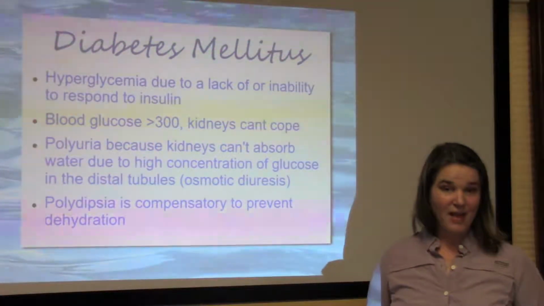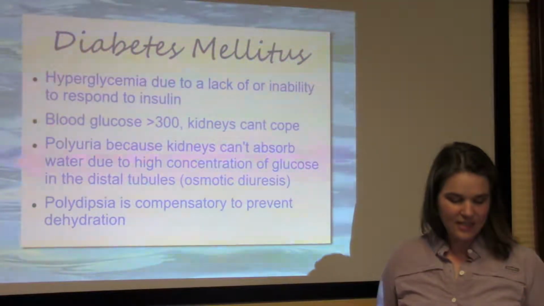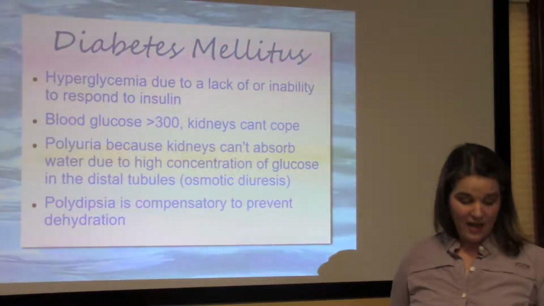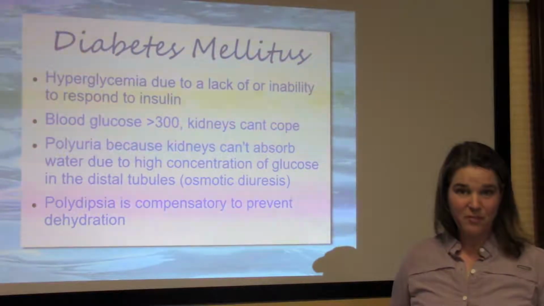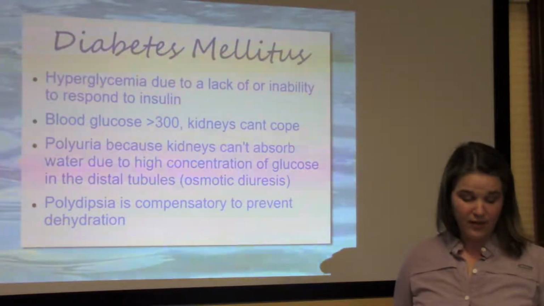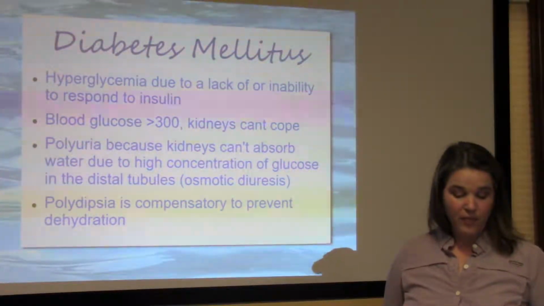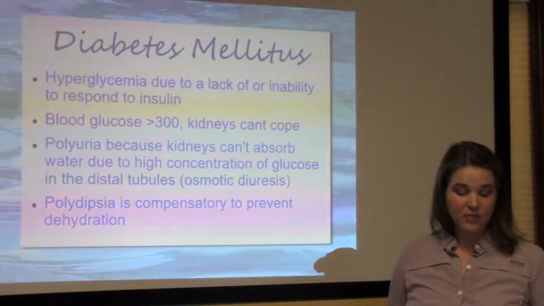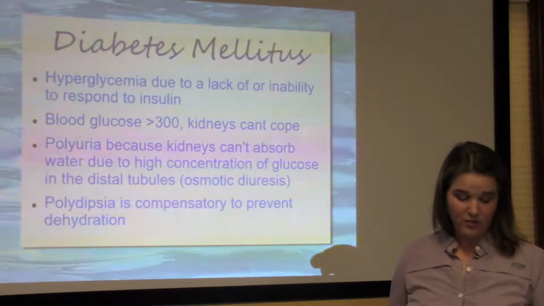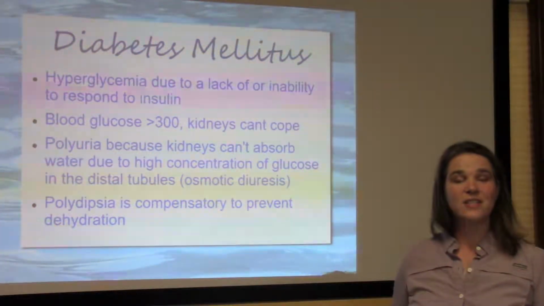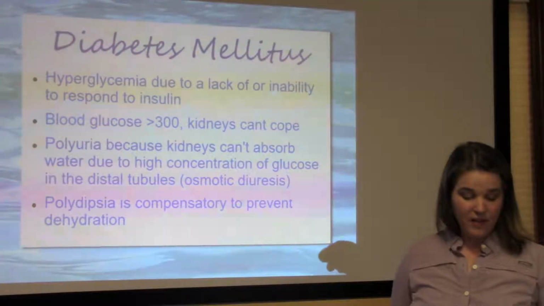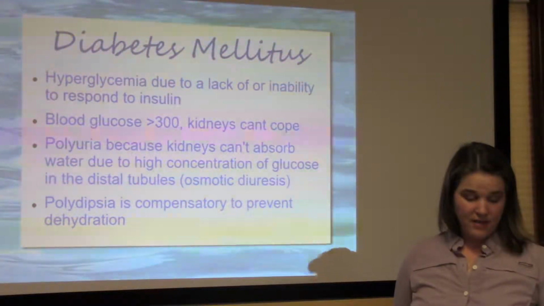Now, diabetes mellitus. This is characterized by hyperglycemia due to a lack of or an inability to respond to insulin. When blood glucose is over 300, it overcomes the kidney's ability to resorb glucose from the renal tubules and then causes an osmotic diuresis. Then we develop polydipsia to prevent that dehydration.